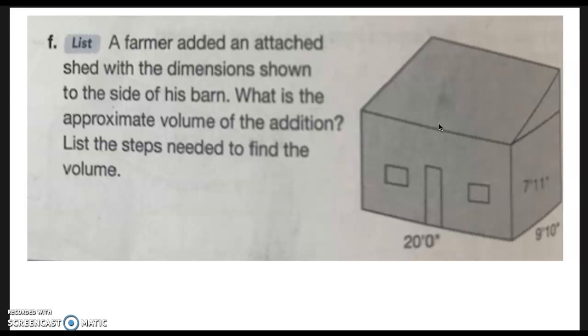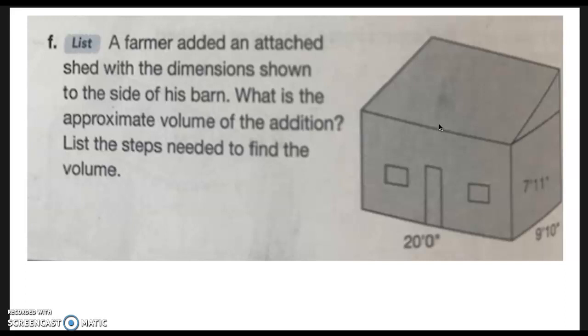All right, here we kind of have a little fun farmer house. So we're putting 2 volume shapes together. The farmer added an attached shed with the dimensions shown to the side of his barn. What is the approximate volume of the addition? List the steps needed to find the volume.